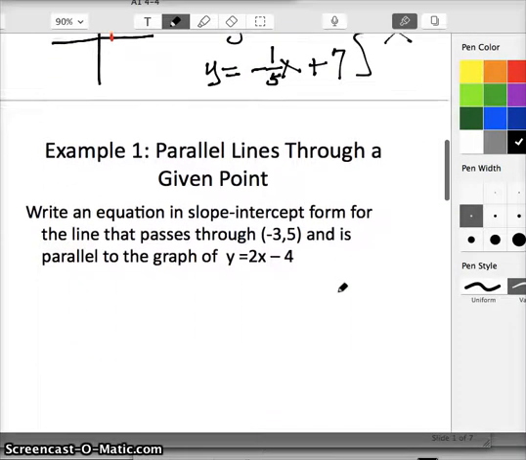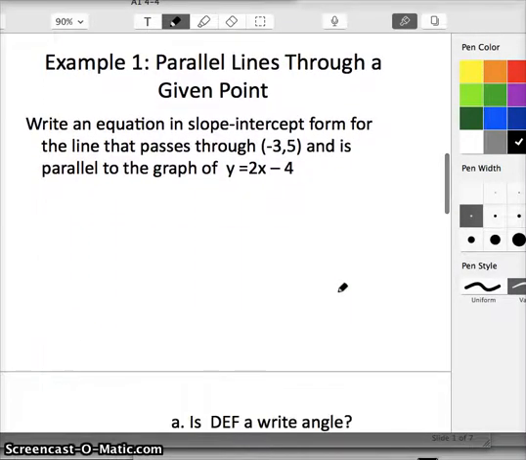Let's look at example 1. Parallel lines through a given point. So here we go. We're going to write an equation in slope-intercept form for the line that passes through negative 3, 5 and is parallel to the graph y equals 2x minus 4. So first, we know we're dealing with this form, y equals mx plus b, that's slope-intercept. When we have slope-intercept, we need to find the slope and we need to find the y-intercept. We are given a point and we're given a slope too.